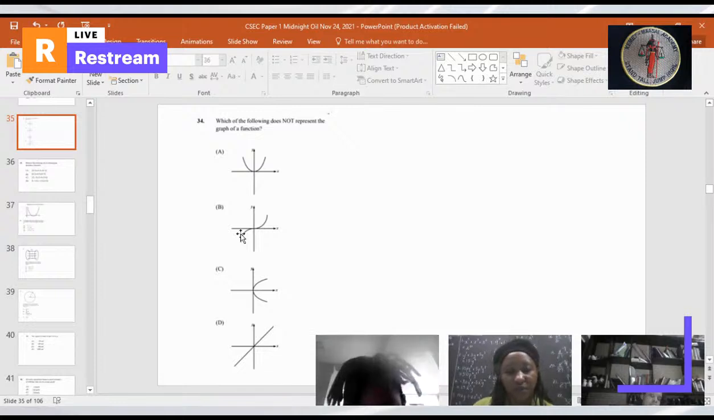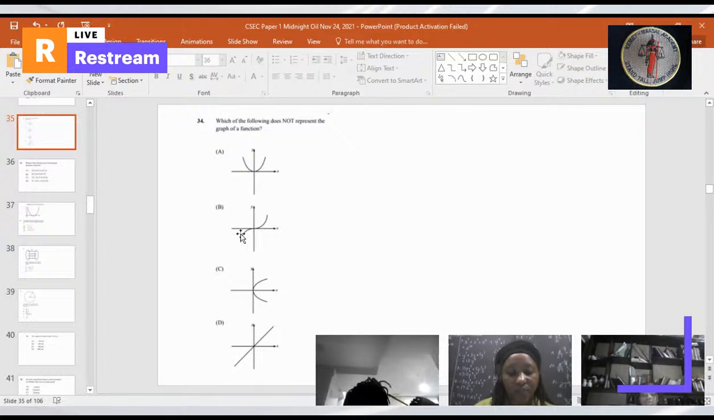We know for sure that A is a parabola and D is a straight line. We know those are functions. Those are common functions. So we can eliminate A and D because we know those are functions. Miss, would it be C, because it's only on the x-axis? Is it because it's only on the x-axis that it's not a function?